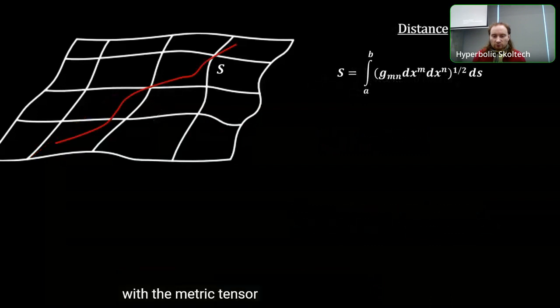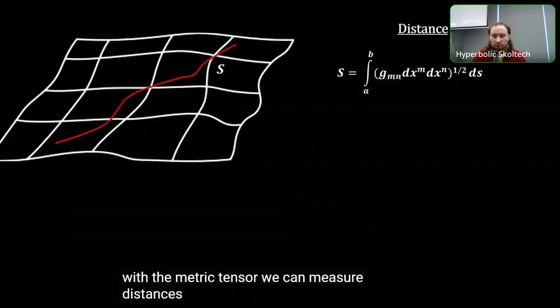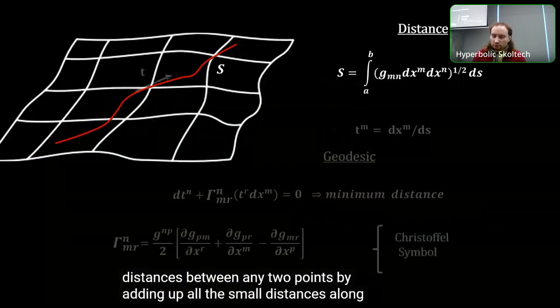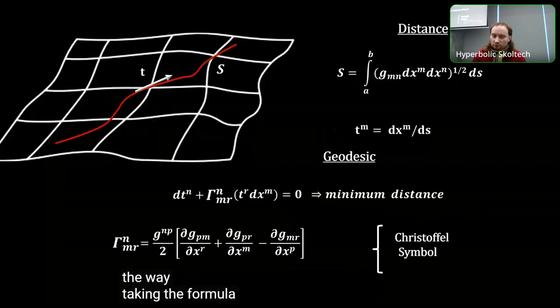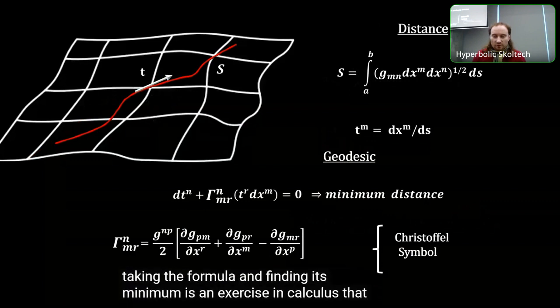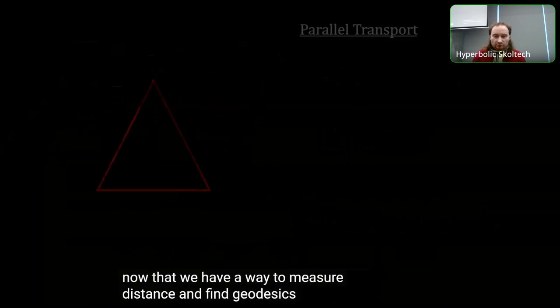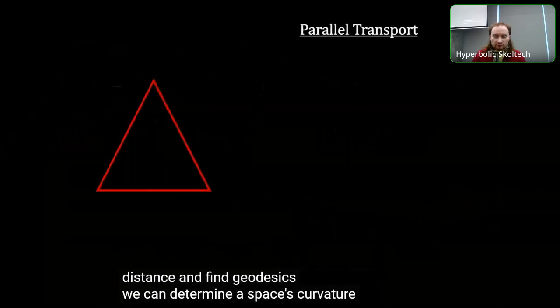With the metric tensor, we can measure distances between any 2 points by adding up all the small distances along the way. Taking the formula and finding its minimum is an exercise in calculus that gives us the shortest distance. These are the geodesic lines. Now that we have a way to measure distance and find geodesics, we can determine the space's curvature.